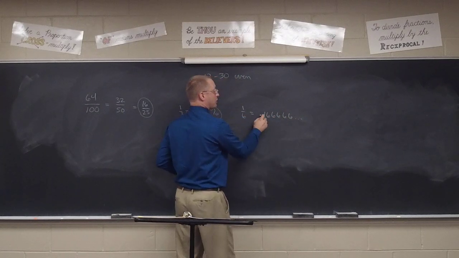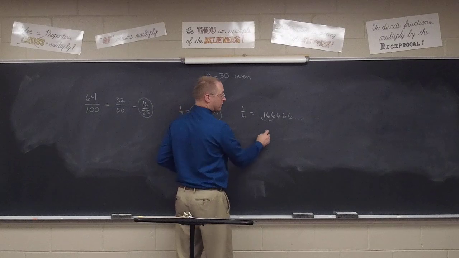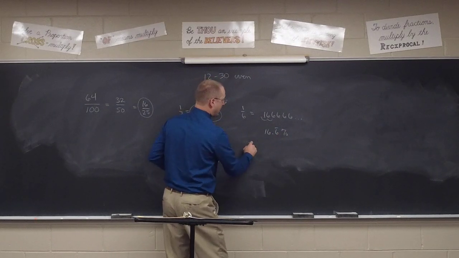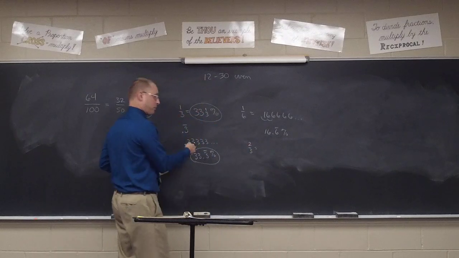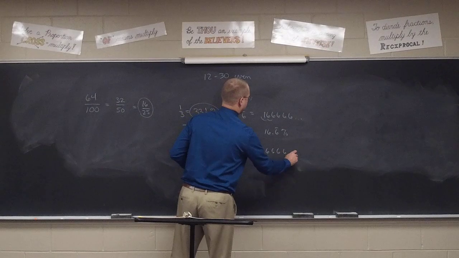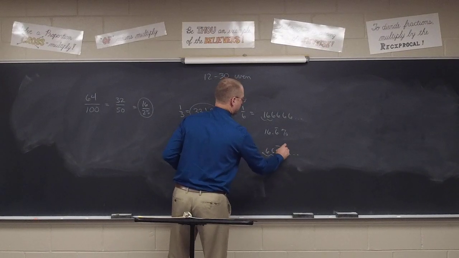0.16, and so forth. So you go boink, boink, class. What do you get? 16 2/3%. If you had 2/3, well, that's not 0.3 repeating, class. That's 0.6 repeating. So, boink boink, 66.6 repeating percent.